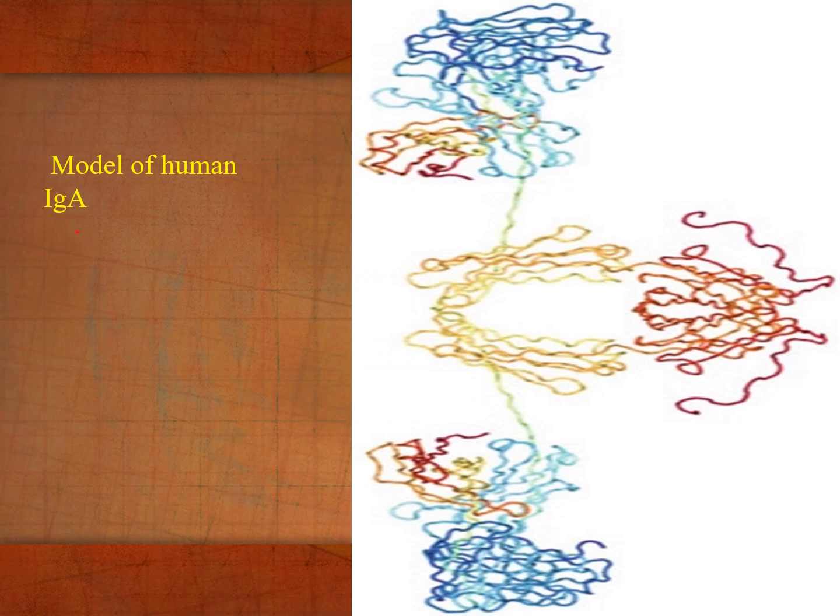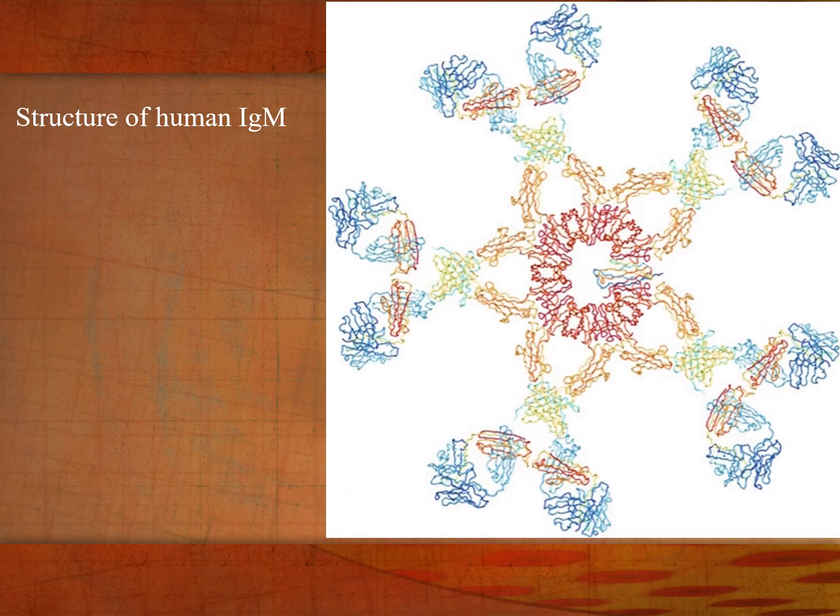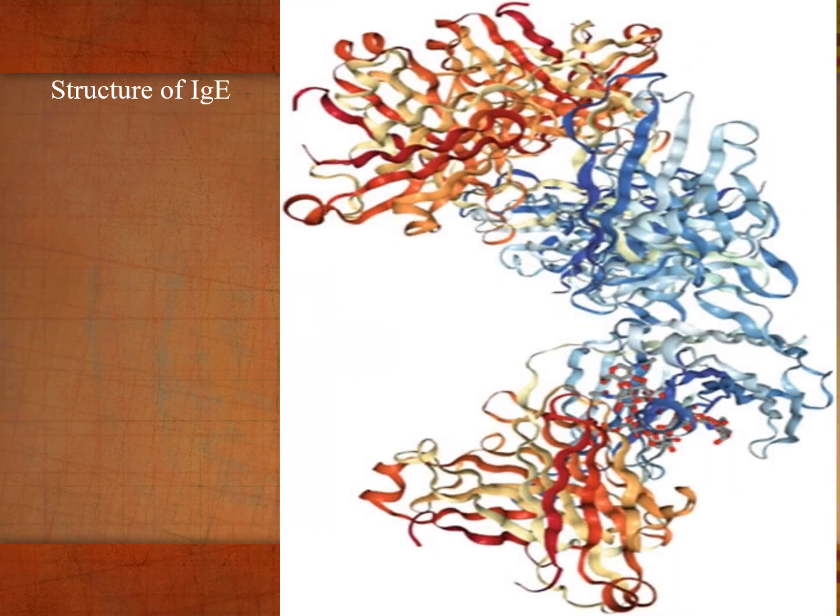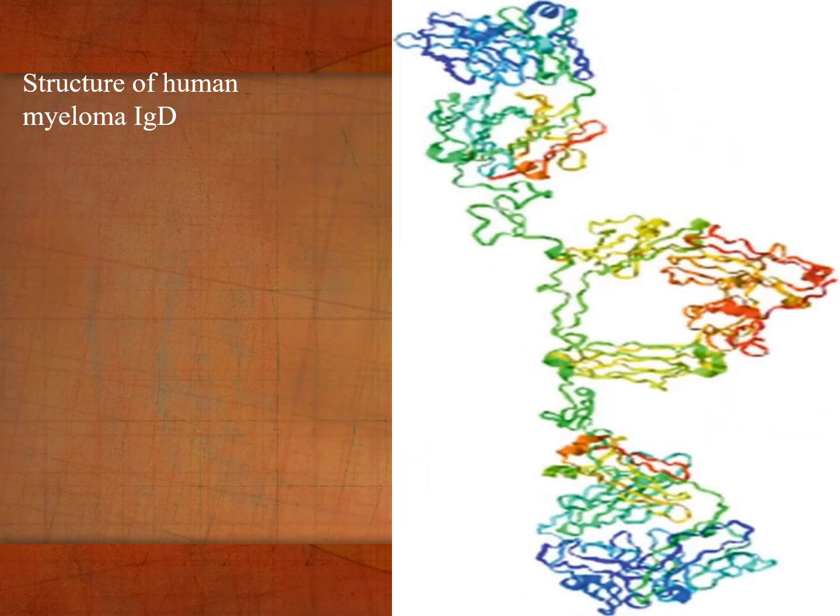Model of the human IgA. Structure of IgM. IgE, structure of IgE. IgD.